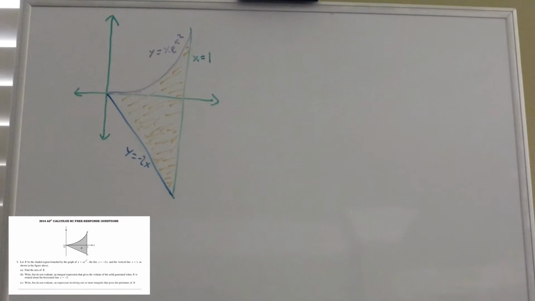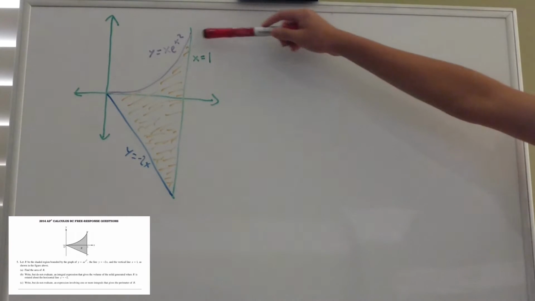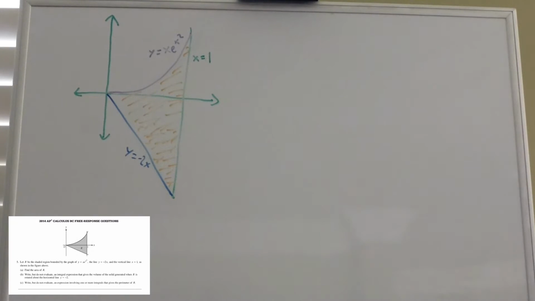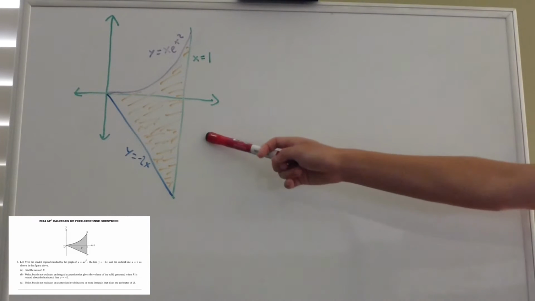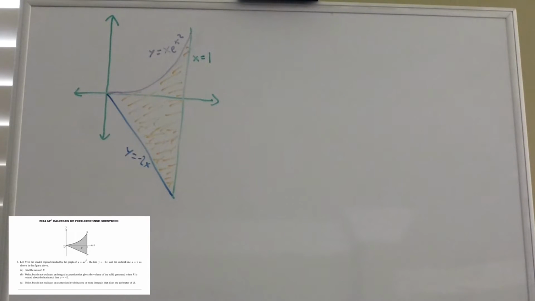So the problem is, let R be the shaded region bounded by the graph of y equals x e to the x squared, the line y equals negative 2x, and the vertical line x equals 1 as shown in the figure. So part A is find the area of R.